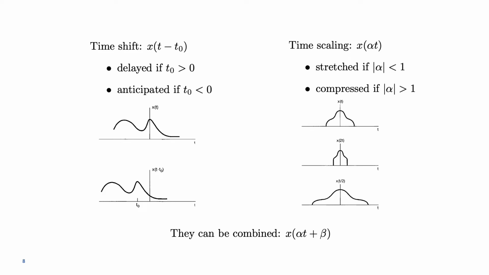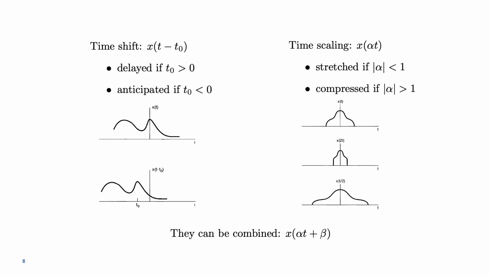This t0 could be positive or negative, and that has the effect of delaying your signal or anticipating your signal, respectively. As you can see in the figure, there's an original signal x of t, and this signal is being anticipated. In the example, t0 is negative. It's on the left of the vertical axis. Okay? Another simple transformation, which you see on the right of this slide, is time scaling.